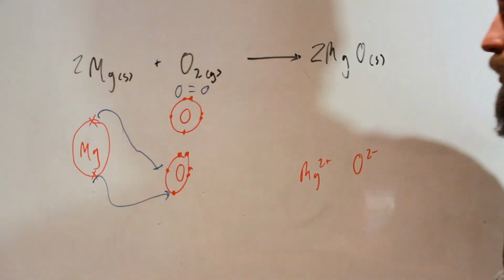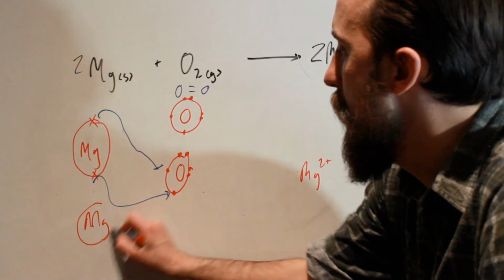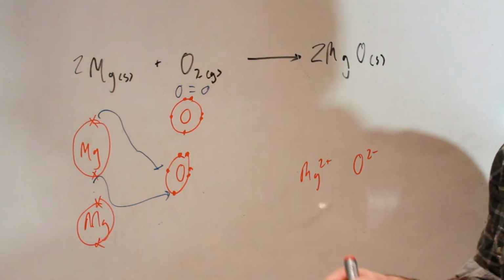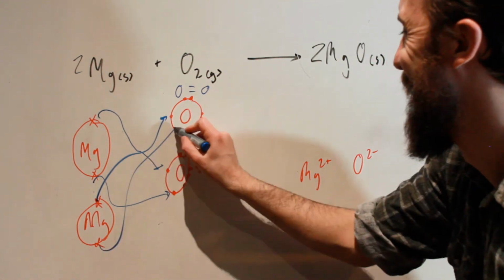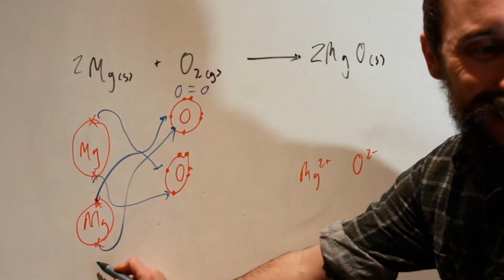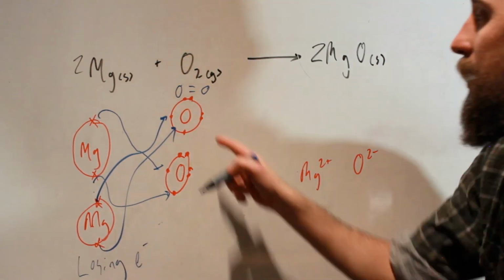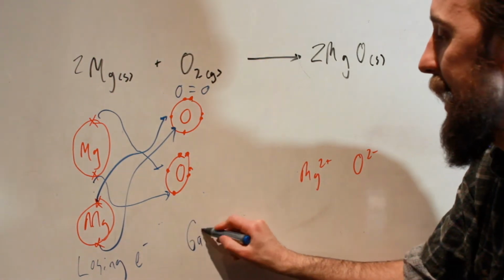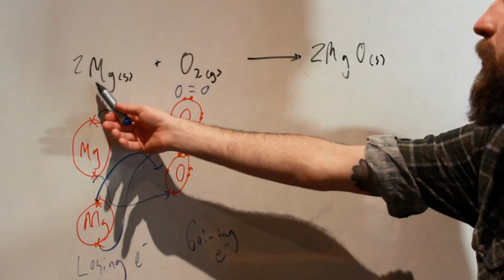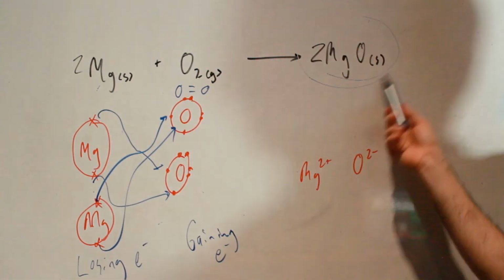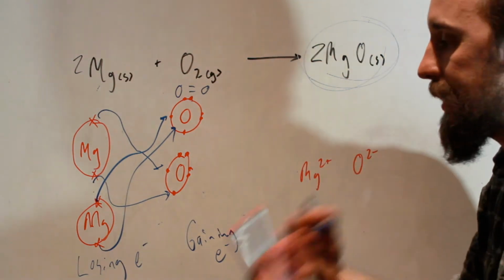But we've got 2 magnesiums, so I need a second magnesium atom, down there with 1, 2, and it's giving 2 electrons. But we can see that these magnesiums are losing the electrons, and the oxygens over here are gaining the electrons. So the magnesium species is being oxidized because it's being reacted with oxygen, but it's also being oxidized in terms of the electron transfer.